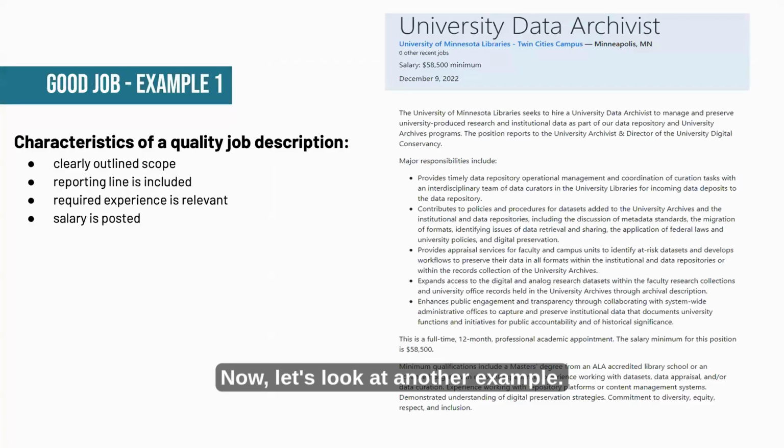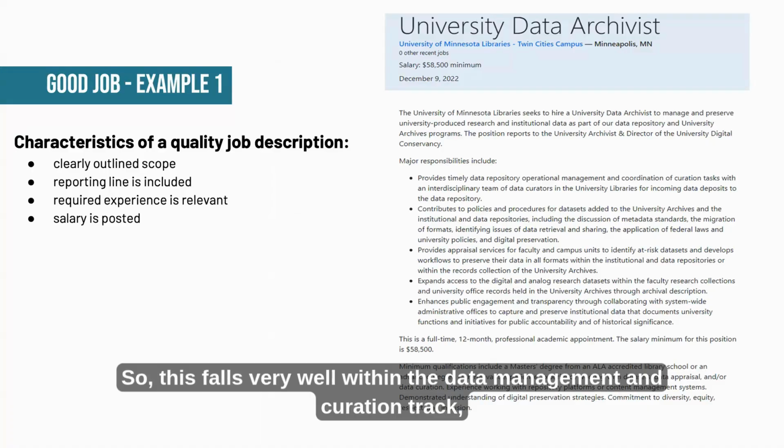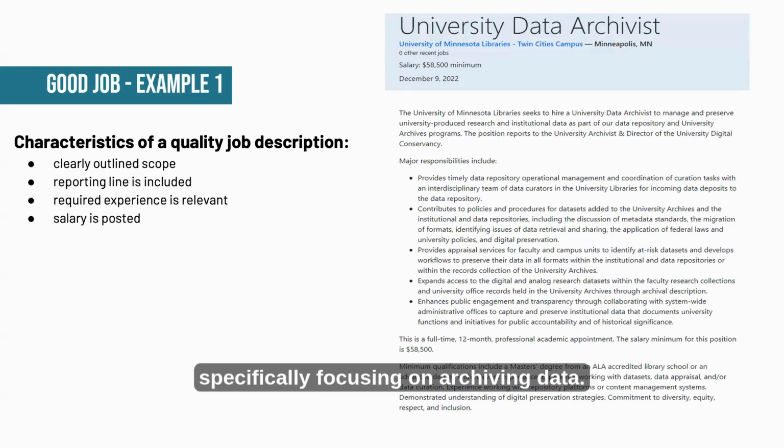Now let's look at another example. Now, an example of a good job posting. Some of the characteristics that we see here is that it has a clearly outlined scope, and this is one for a data archivist. So this falls very well within the data management and curation track, specifically focusing on archiving data.